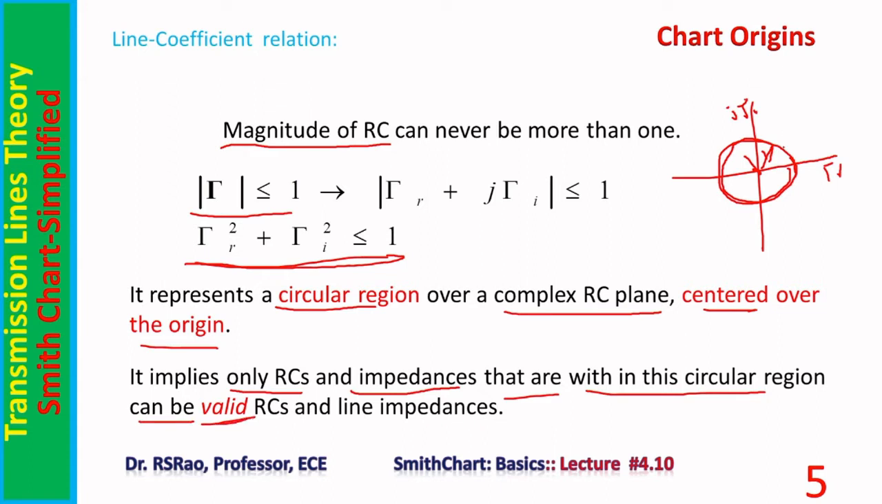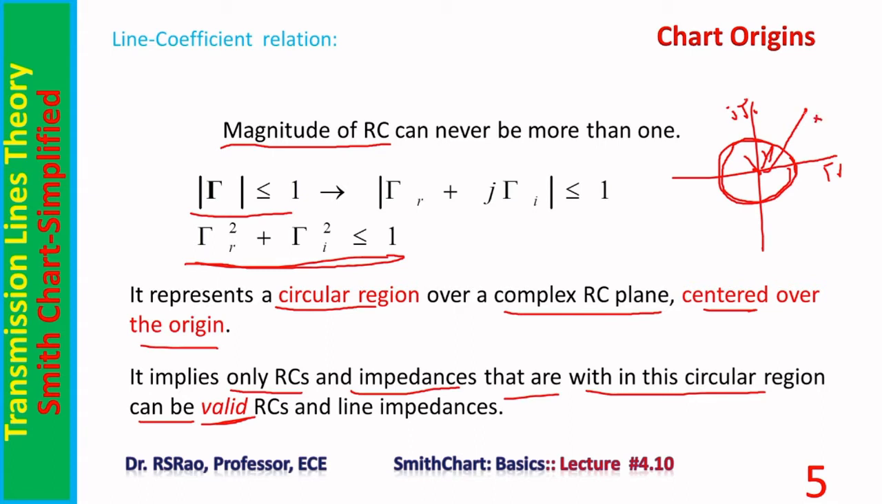impedances. See, if you consider a point outside the circular region, for this point, what is the magnitude of the reflection quotient? It is more than 1, but a reflection quotient more than 1 is not a valid one. It cannot exist over the line. The reflected wave cannot be more than the incident wave. It can never be more. So therefore, a point outside the circular region cannot represent a valid reflection quotient.